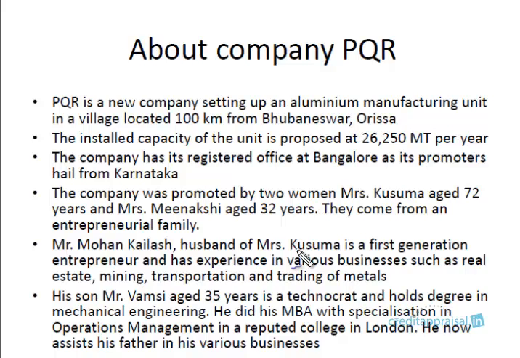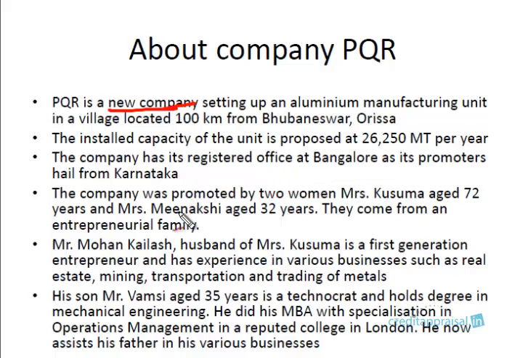So for this example, we'll take the example of a company called PQR. So let's look at the brief details of this company. So this PQR is a new company. As a new company, we don't have any past financials, and this is a company that is setting up an aluminium manufacturing unit in a village located 100 kilometers from Bhubaneswar in Orissa. The installed capacity given is around 26,000 MT per year, and this company has got a registered office at Bangalore, because its promoters hail from Bangalore.